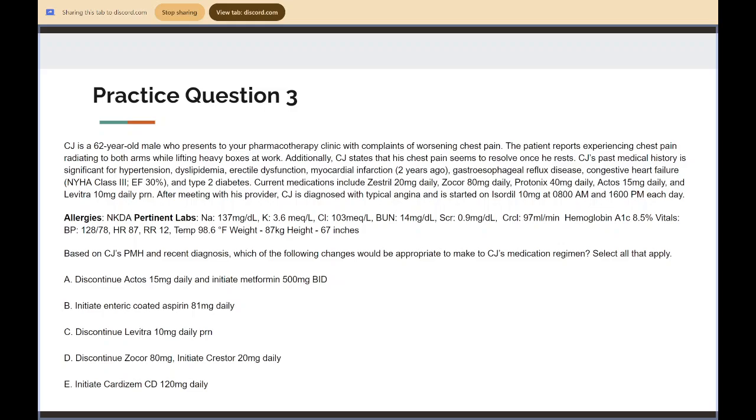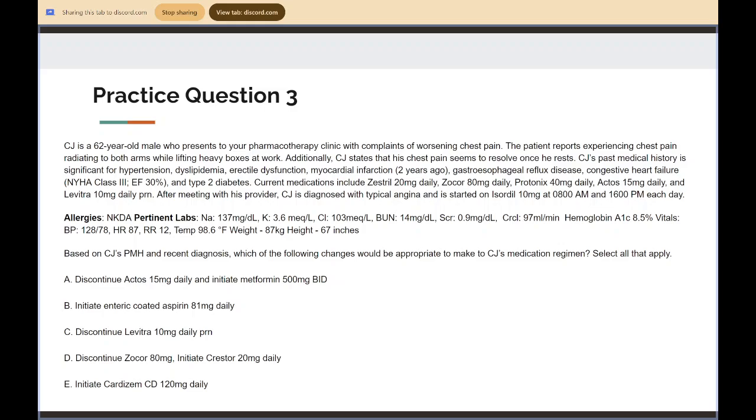Now let's talk about D. With a history of CHF, diabetes, hypertension, and stable angina, you want to replace Zocor with a high intensity statin. Lipitor 40 to 80 mgs or Crestor 20 to 40 mgs is what's going to be appropriate for choice D. So if you chose D, good job.